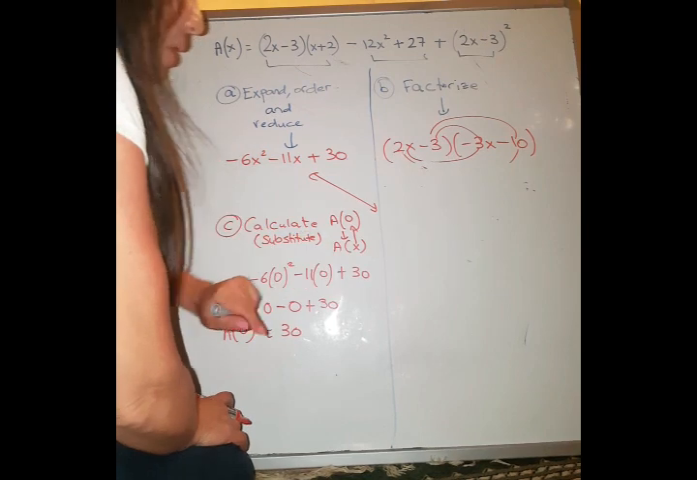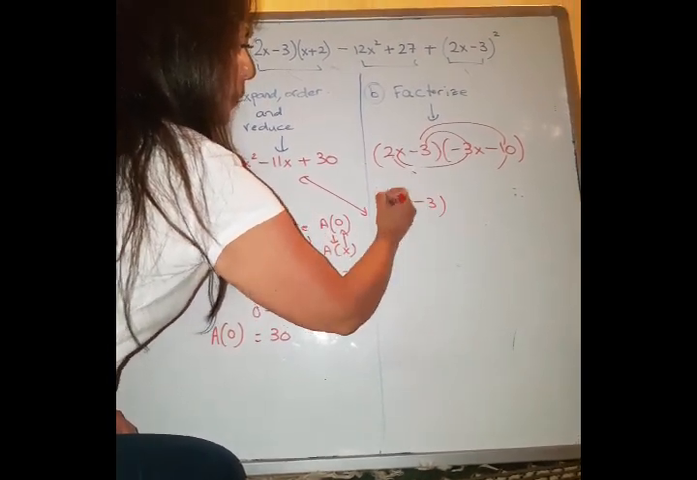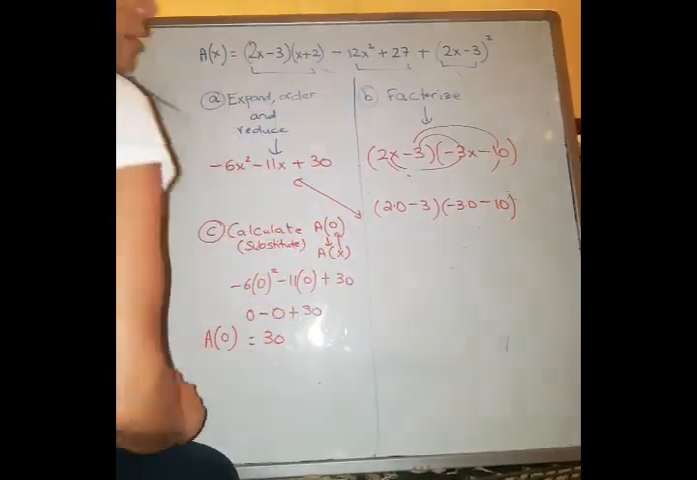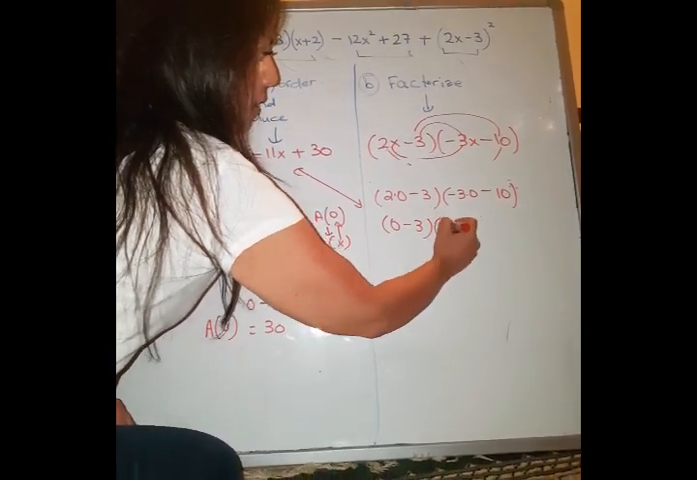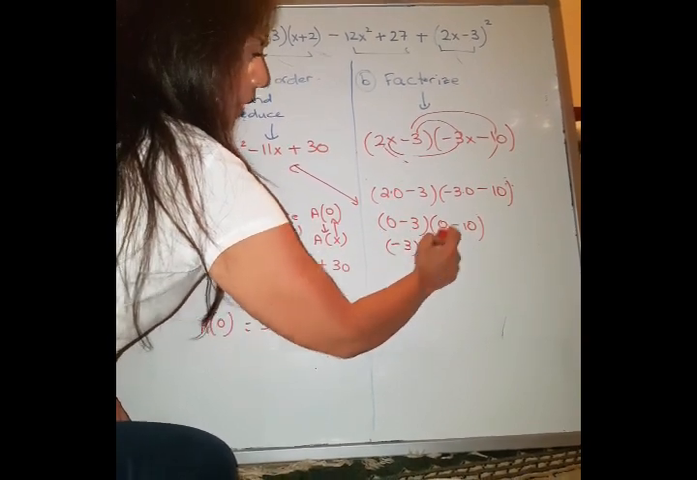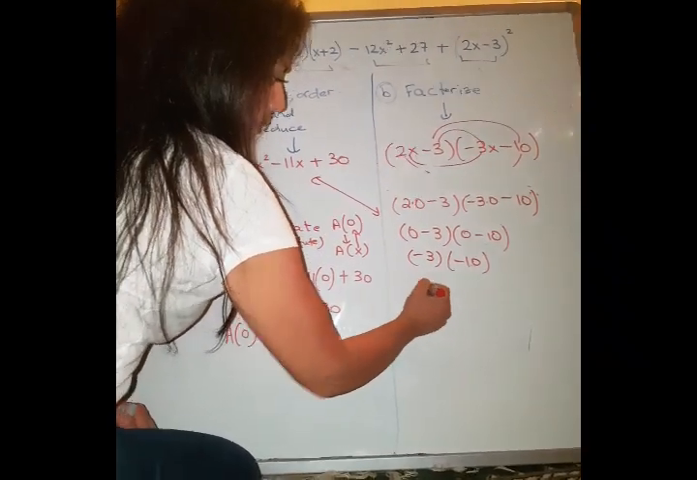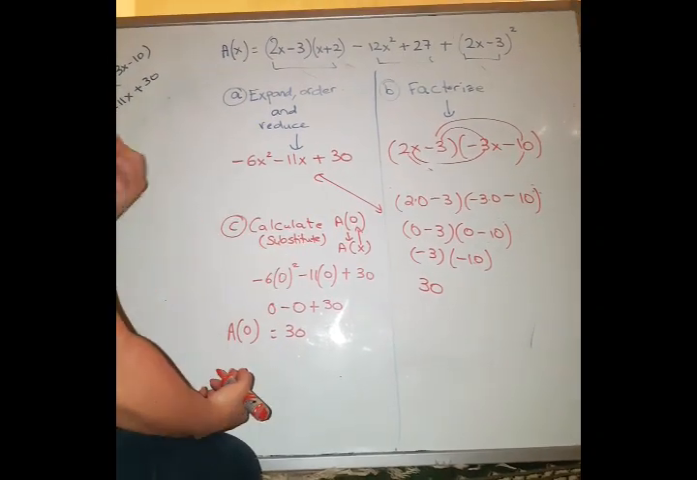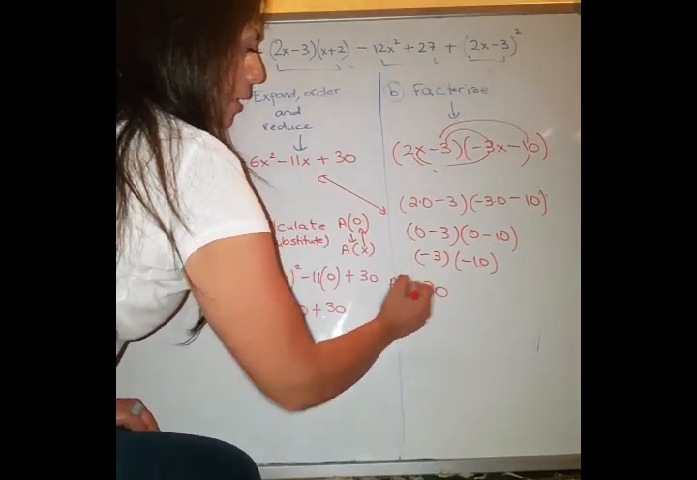If I use this, how do I substitute? 2 times 0 minus 3. Again, minus 3 times 0 minus 10. 0 minus 3. And this is 0 minus 10. 0 minus 3 is a negative 3. 0 minus 10 is a negative 10. Negative 3 times a negative 10 is a 30. Did I get the same answer? Yes, so I can use whichever you guys feel comfortable with, you're allowed to do. So a of 0 again is 30.